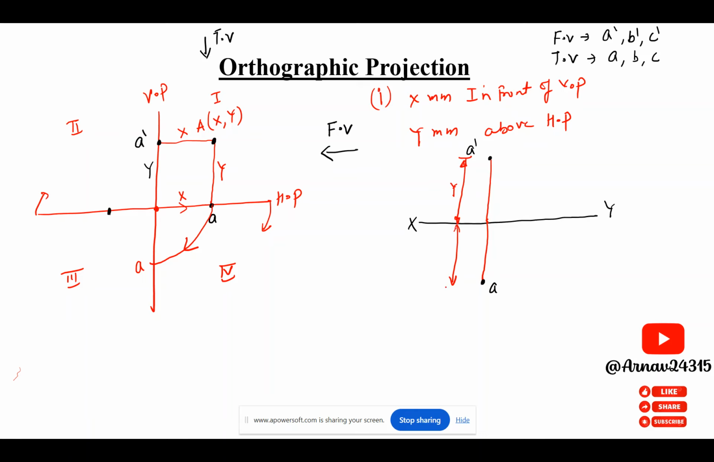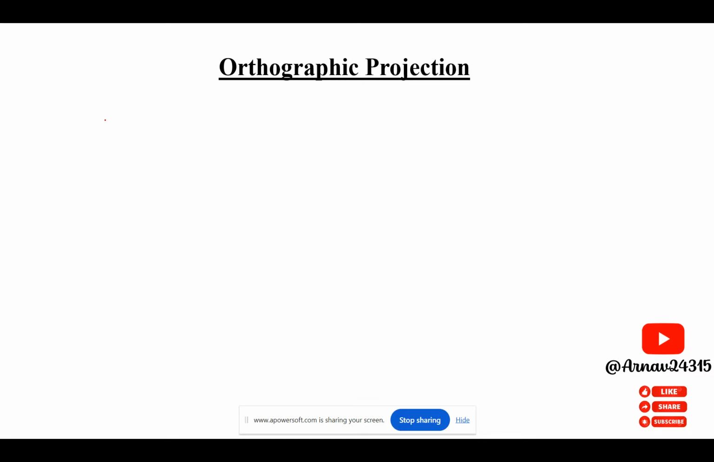Okay. So that means what? If the point lies in the first quadrant, हमने अभी first quadrant में बात किया, तो front view कहाँ lie कर रहा है? Front view lies above XY and top view lies below XY. Okay. Now similarly, I'll go for the second quadrant.